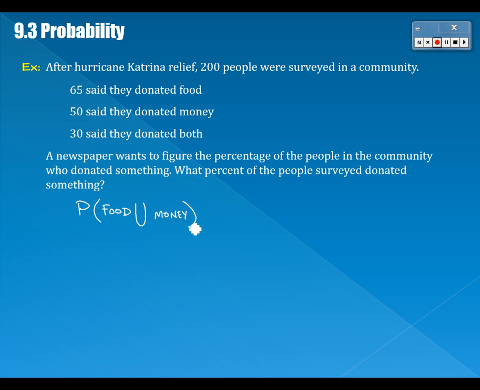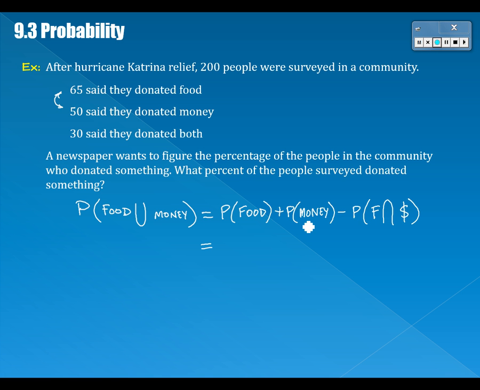That is the group of people who donated food, who said 65 total people donated food. That includes some overlap with the people who said they donated money, right? There are some people that are in both of those groups that are included in those numbers. So this is the probability of food plus the probability of money minus the probability of both, right? Because we're counting it twice in the previous two terms of this calculation, right? That's the football analogy.